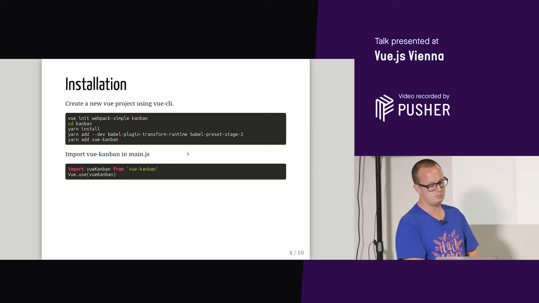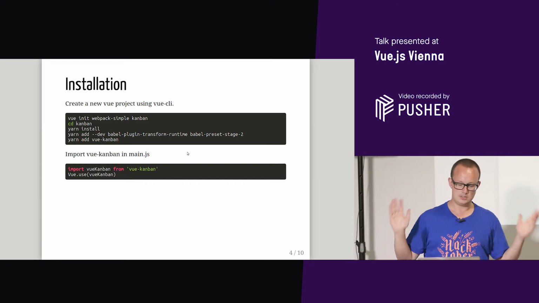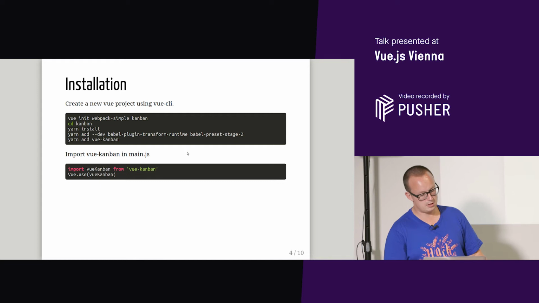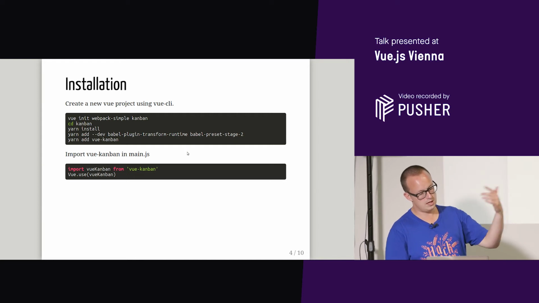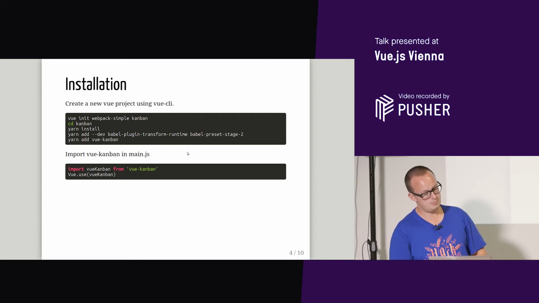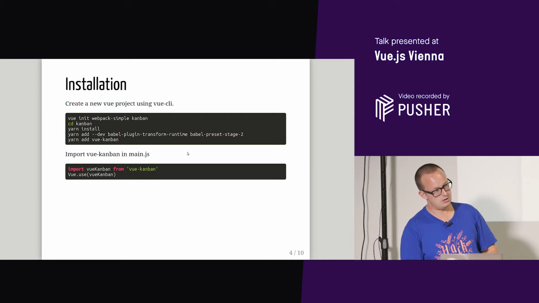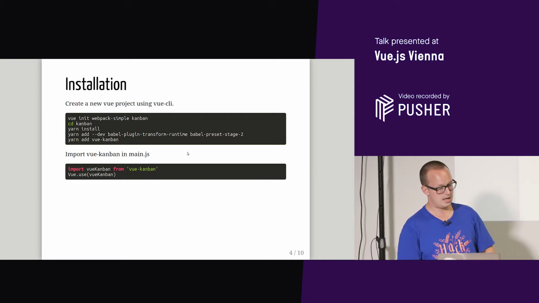But it's not hard to put it on top of that either. This is just what you need to get started and to test this out. So you vue init webpack simple, and you give it your project name. In this case, I've just used Kanban. You go into your folder, you yarn install as you normally do.